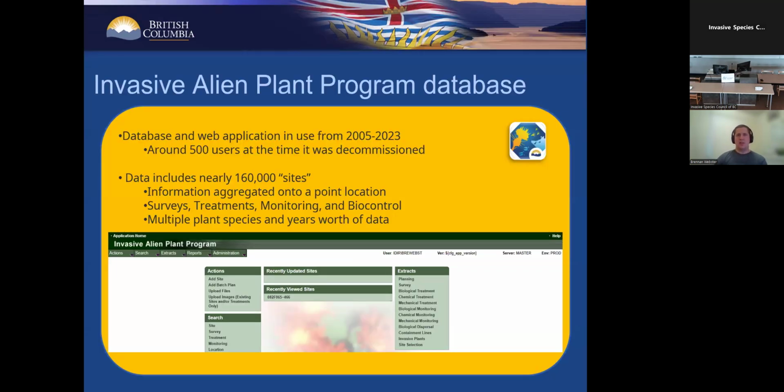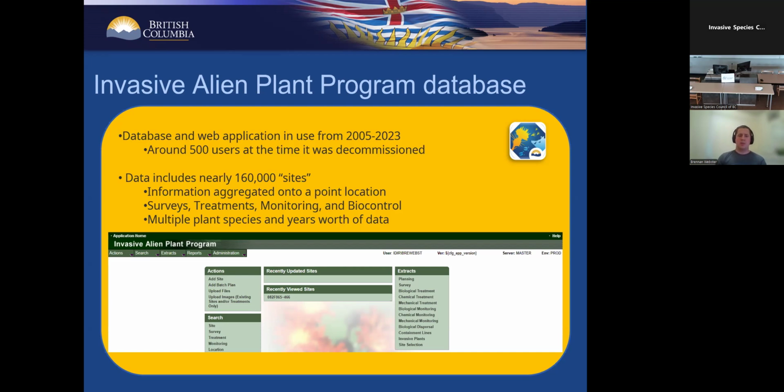So the Invasive Alien Plant Program database, most people who know about it refer to it as IAP, was the original IP program database. It started in 2005, and we decommissioned it in 2023. At the time it was decommissioned, it had about 500 users, and the data set included just under 160,000 sites.